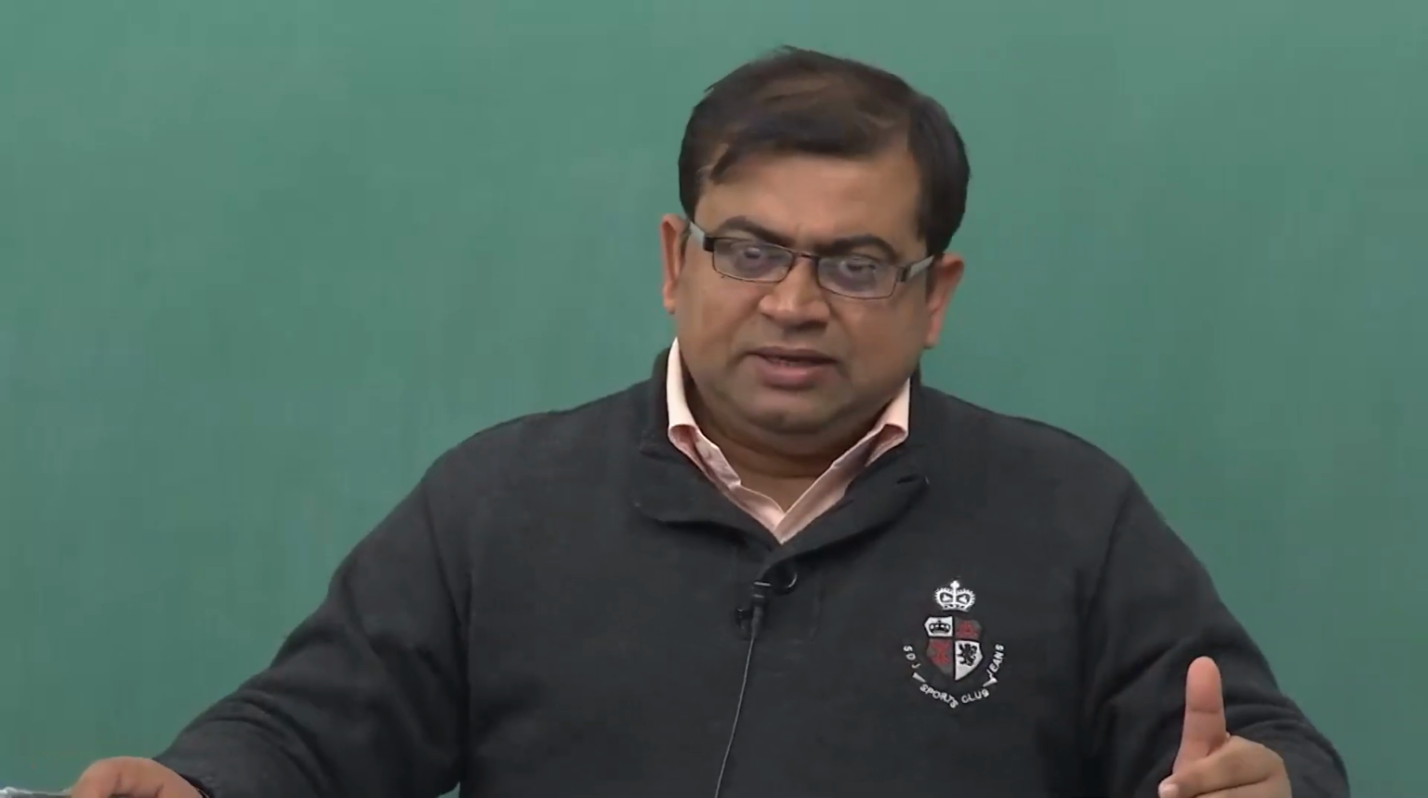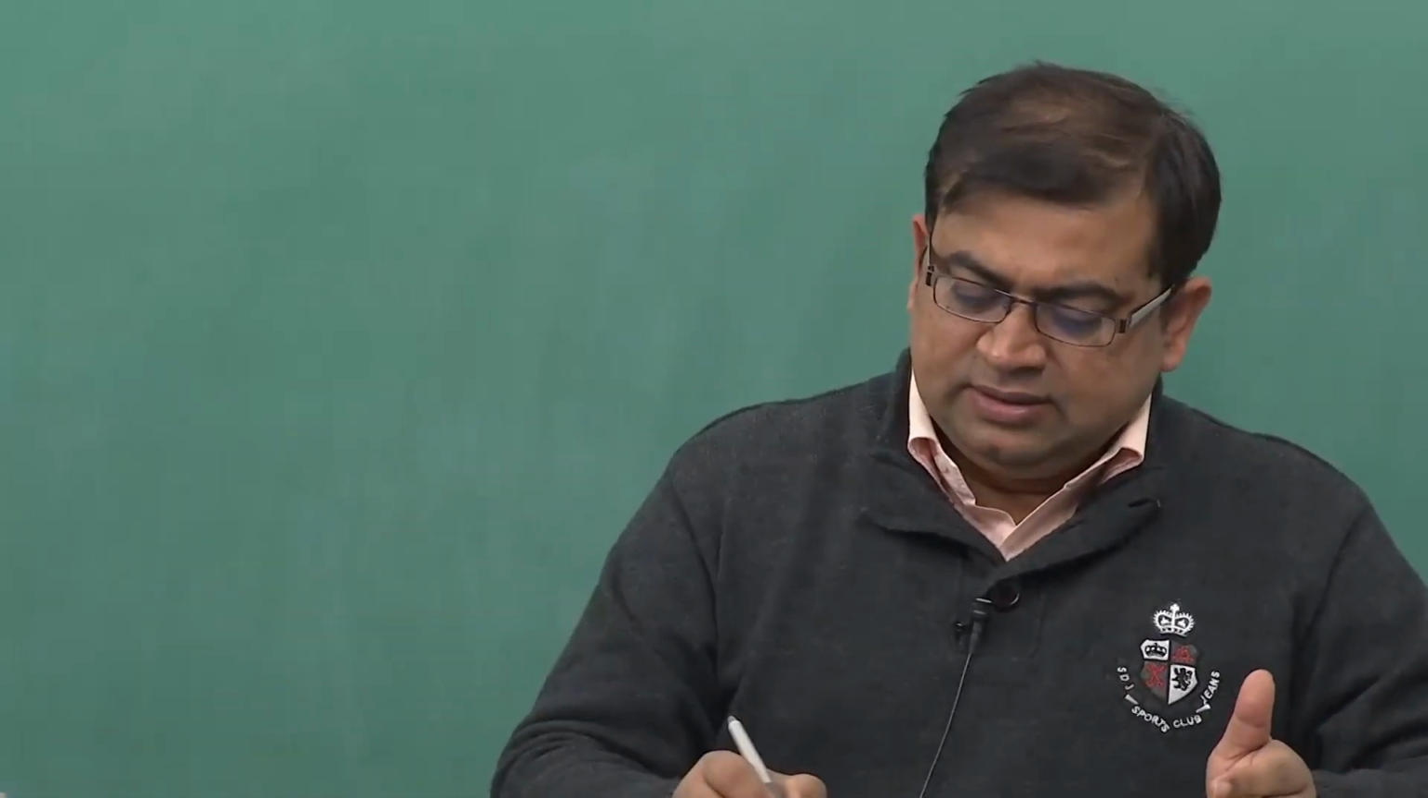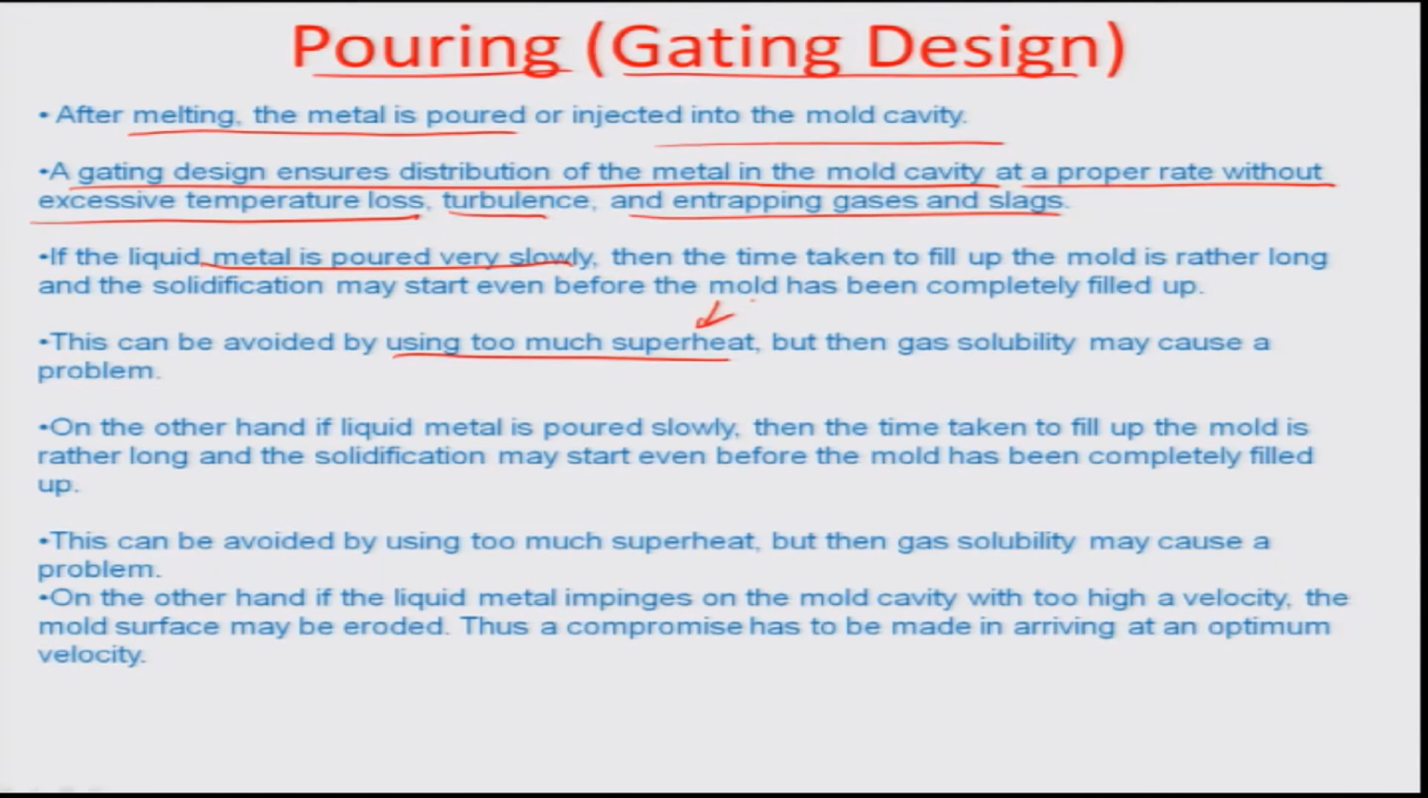So, there are many issues here. One is obviously the gas solubility, because if I superheat the material too much, then there may be a problem of gas solubility, because it may cause an overall faulty metal structure. So, even that is not allowed. On the other hand, if the liquid metal is poured slowly, the time taken to fill up the mold can be rather long and solidification may start. And somehow we have to develop an intermediate solution, so that the liquid does not impinge the cast, and at the same time it has enough time to flow into the material, and it does not damage the material structure by having minimum gas solubility.